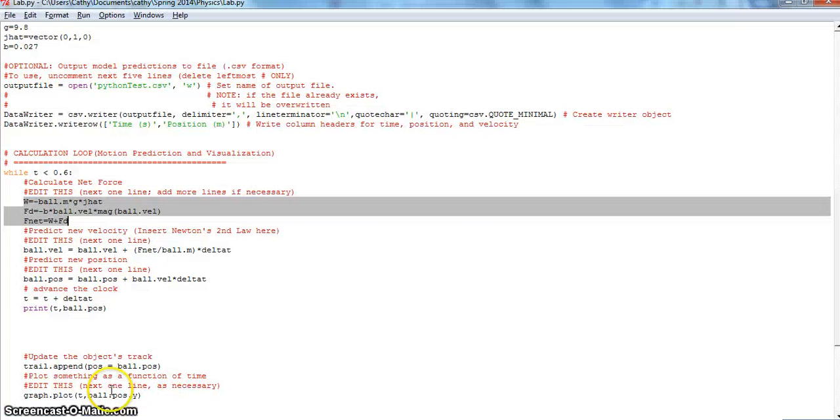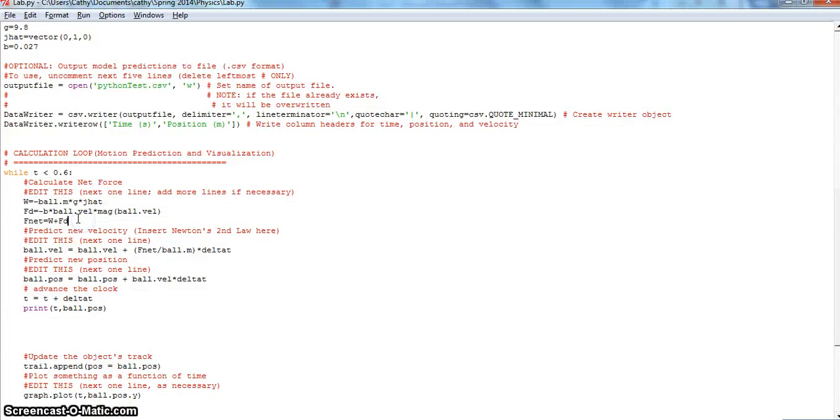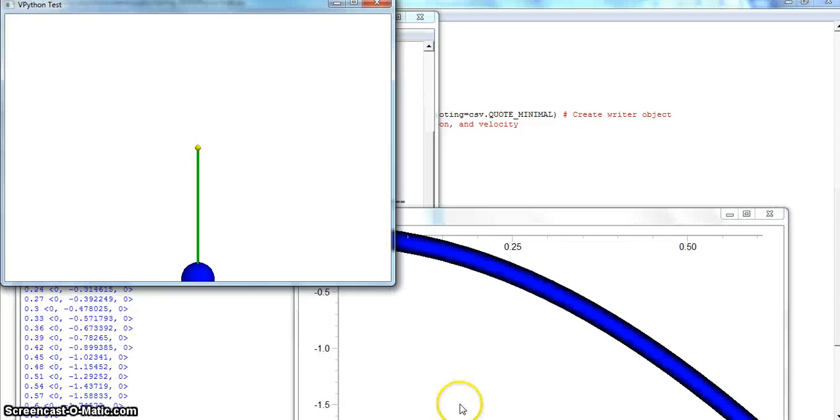Afterwards, I used vIDLE, and I included drag force in my equation. So as you can see, it's the mass of the ball times g times j hat. And drag force is equal to the ball's velocity times the magnitude of the ball's velocity times the coefficient negative b, which I found using experimental calculations. So if I run it for you, here's the simulation.